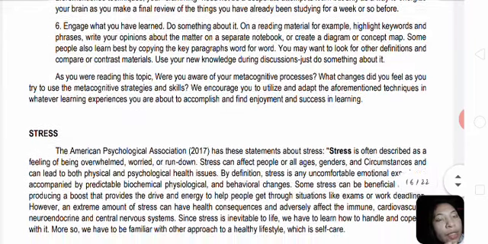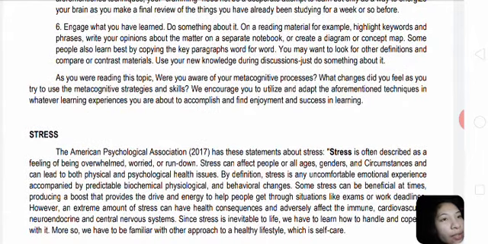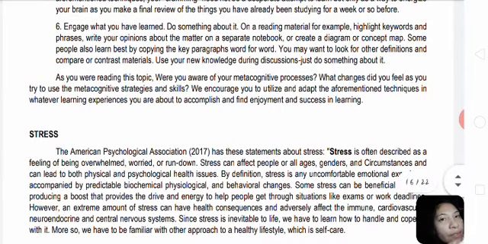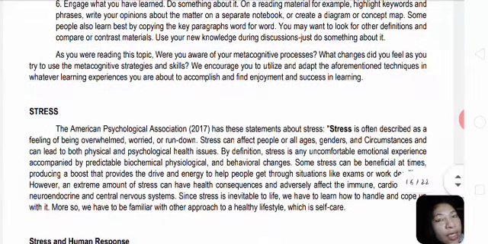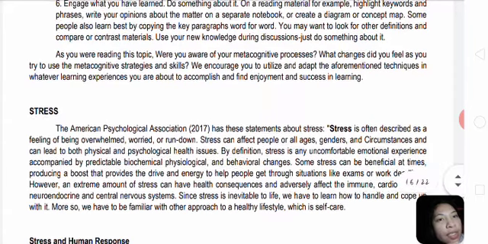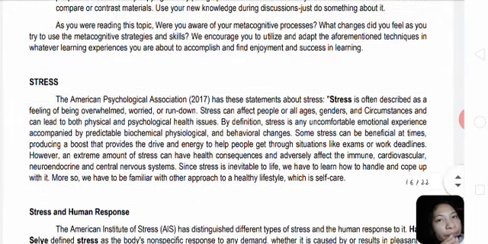As you were reading the topic, were you aware of your metacognitive processes? What changes did you feel as you tried to use the metacognitive strategies and skills? We encourage you to utilize and adopt the aforementioned techniques in whatever learning experiences you are about to accomplish, and find enjoyment and success in learning.